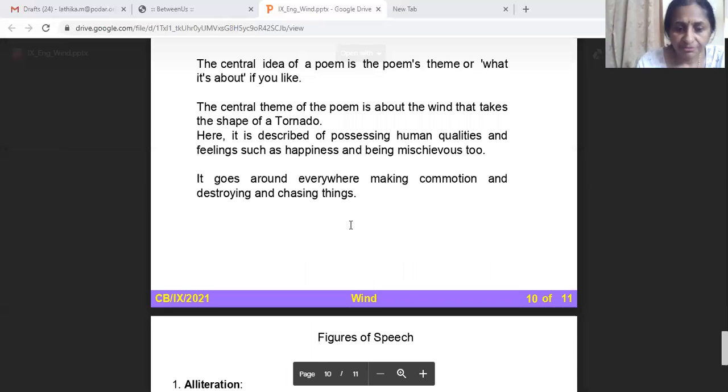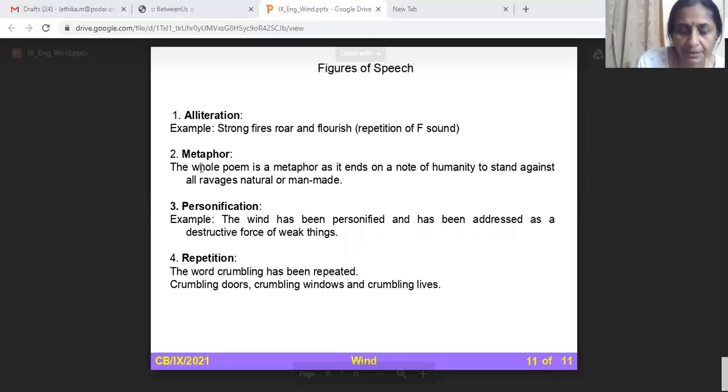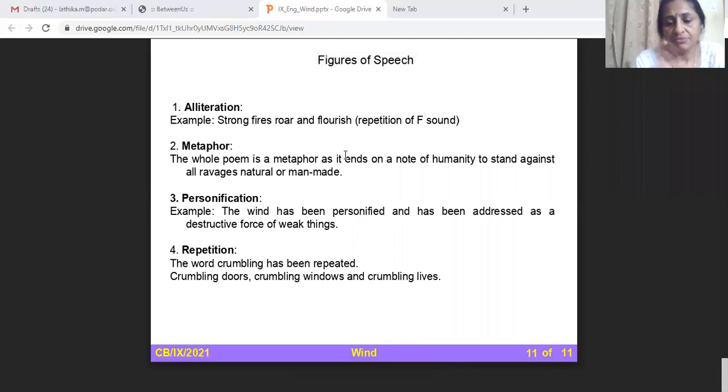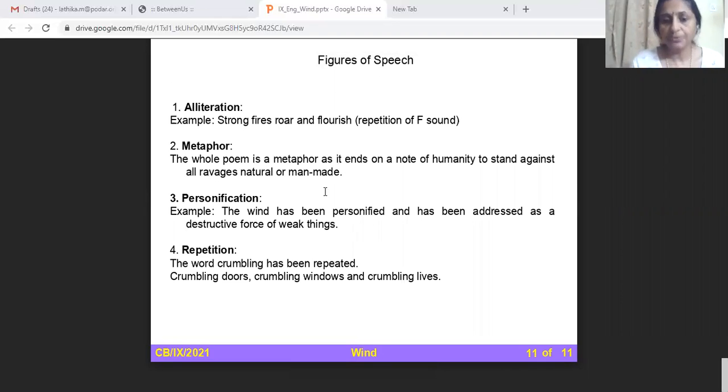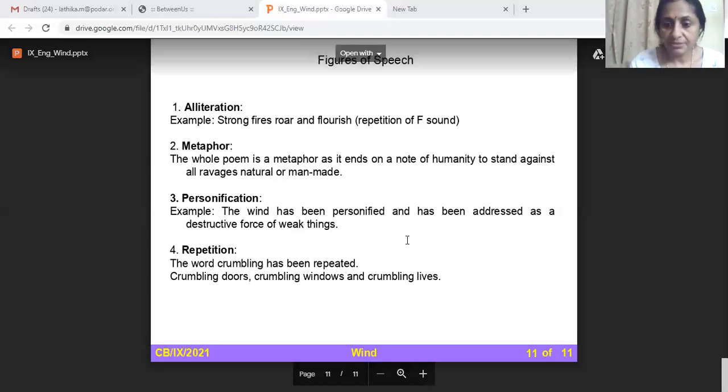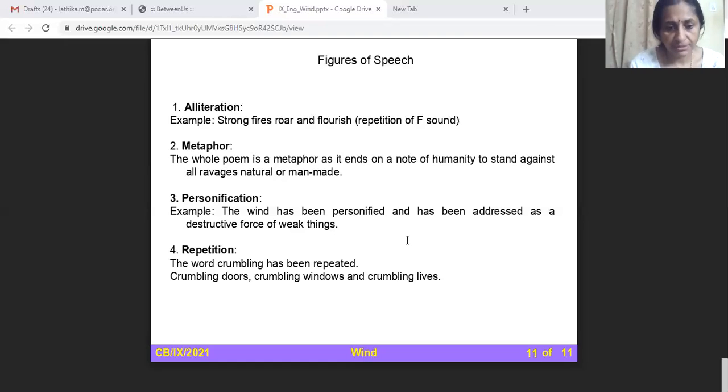Okay. So now the figures of speech which are used in this poem are alliteration. You sound that F sound, as in strong fires flourish. So in this line you can see alliteration being used. Then we have metaphor. So the whole poem itself is a metaphor as it ends on a note of humanity to stand against all ravages, natural or man-made. Then there is personification. The wind has been personified and has been addressed as a destructive force of weak things. So as if it is a person coming to destroy all these things.